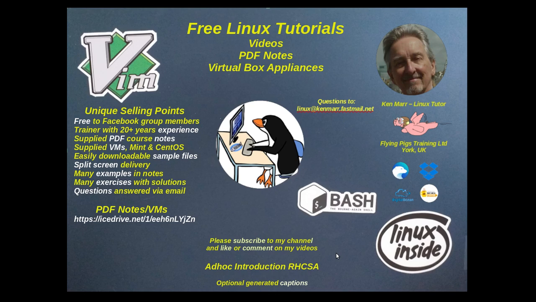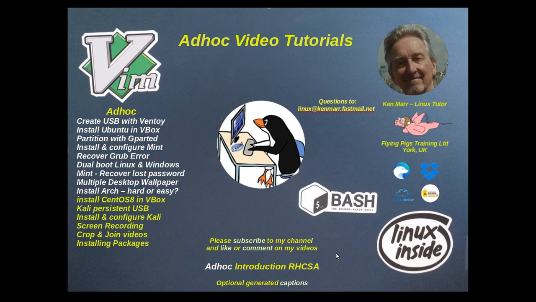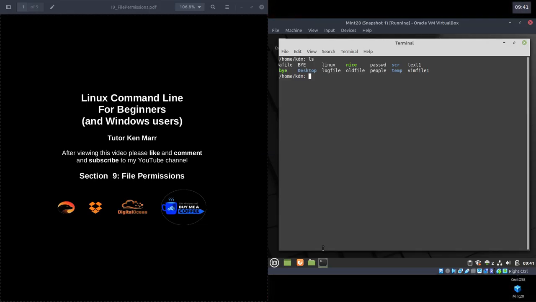And today, we'll go via the Adhoc screen. These are the Adhoc video tutorials that I've already recorded. You'll find them in the Adhoc playlist at YouTube, and today we're doing the next part of Linux command line for beginners and Windows users, which is section 9, file permissions. So I'll go back here. These are the notes which you can download from iDrive. This is section 9, file permissions.